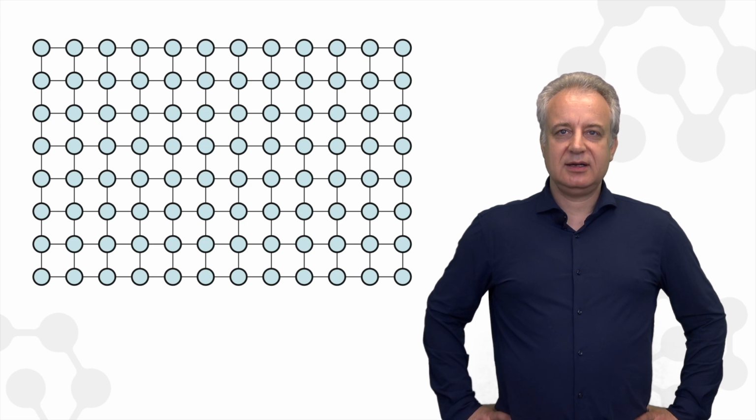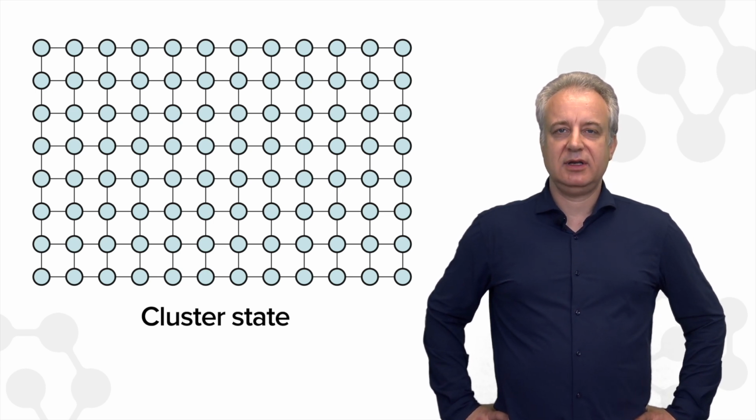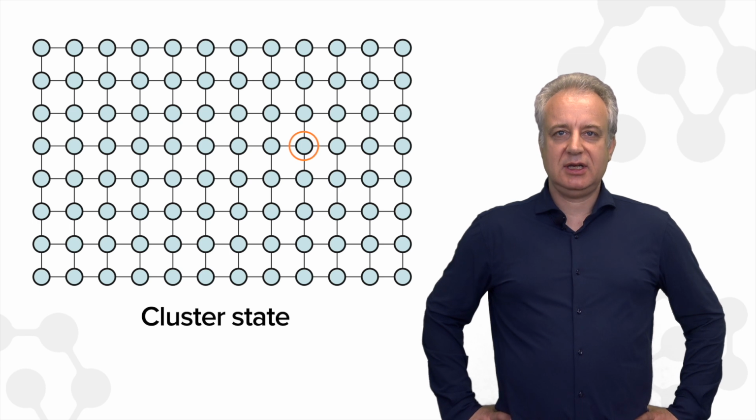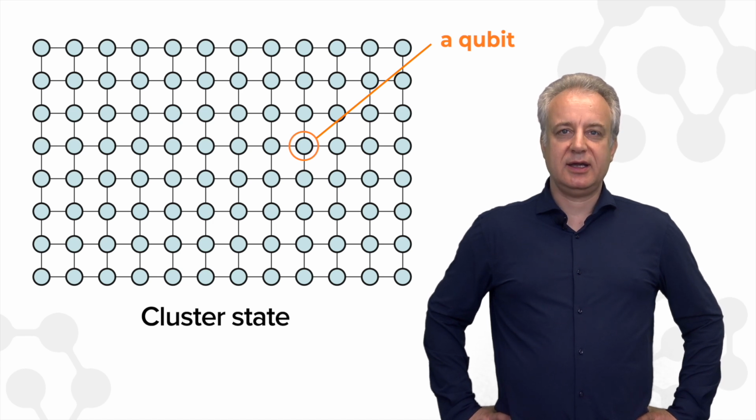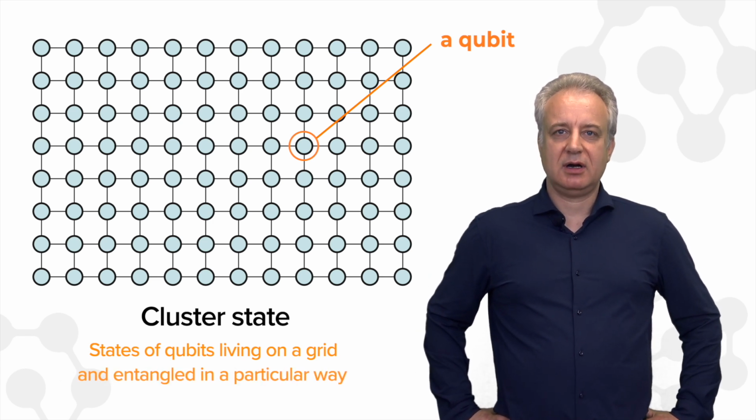So what you see here is a cluster state. Cluster states are very important for this lecture. Cluster states are states of qubits living on a grid that are entangled in a particular way. So every dot that you see here in this image represents a qubit. And you see that these qubits are connected by lines. These lines form a grid. And that grid represents the way in which these qubits are entangled. We will talk about that more.